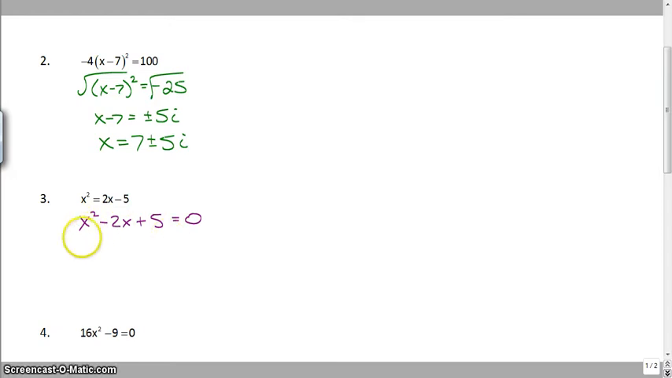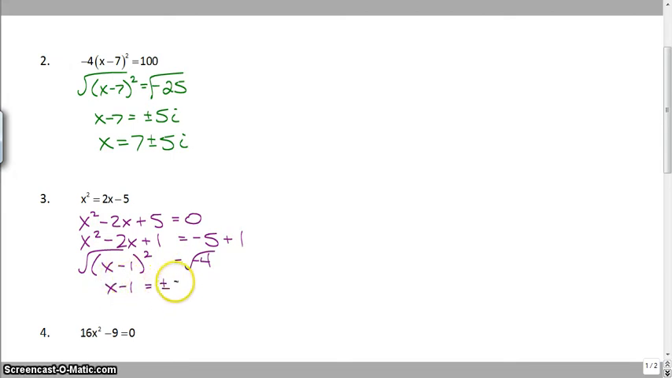So bring that 5 back over to the other side. Leave a little space. And half of 2 is 1. Squared is 1, so add 1 to both sides. And then we can write this as a square of a binomial. So this is x minus 1 squared is equal to -4. And now square root both sides. And you get x minus 1 is equal to plus or minus 2i. Add your 1, so x is equal to 1 plus or minus 2i.